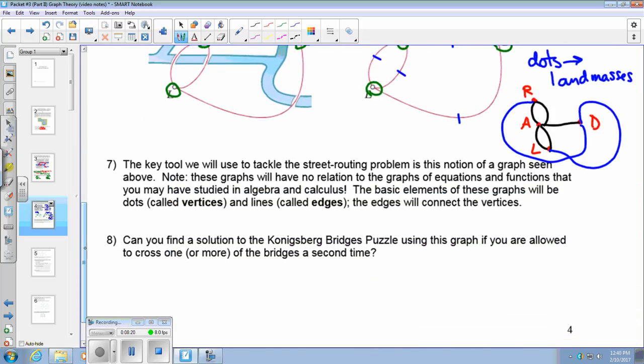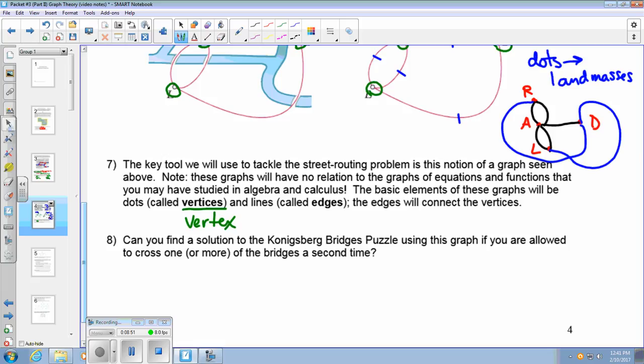All right, so number 7, the key tool we're going to use to tackle the street routing problem is this notion of a graph seen above. So note these graphs will have no relation to the graphs of equations and functions that you may have studied in algebra and calculus. The basic elements of these graphs will be dots, which are going to be called vertices, and lines, which are called edges. And the edges will connect the vertices. And by the way, that's the plural form. Singular is just vertex.